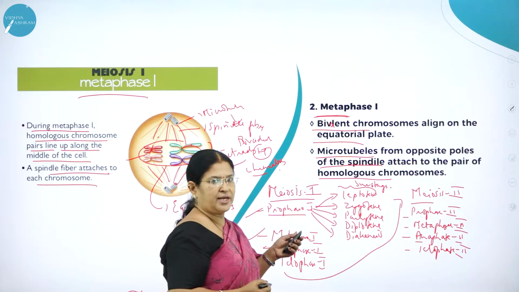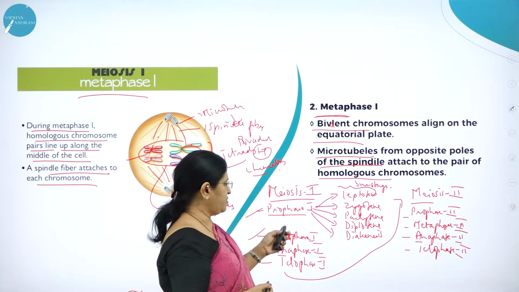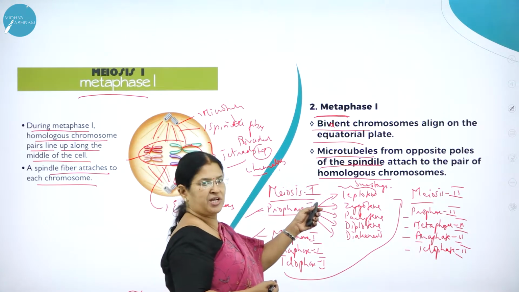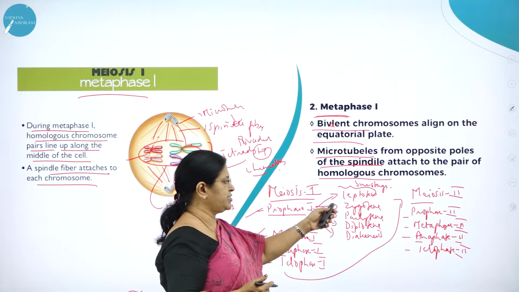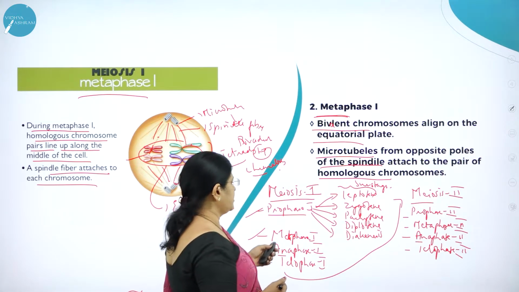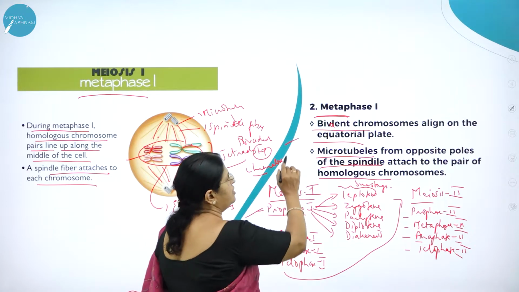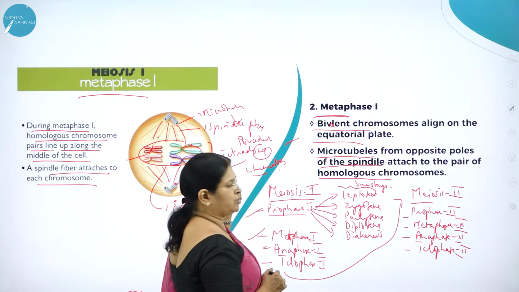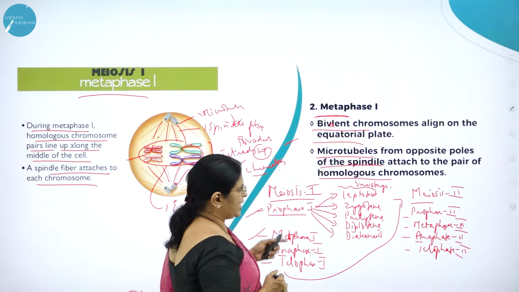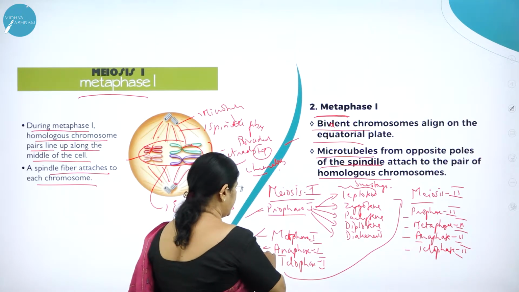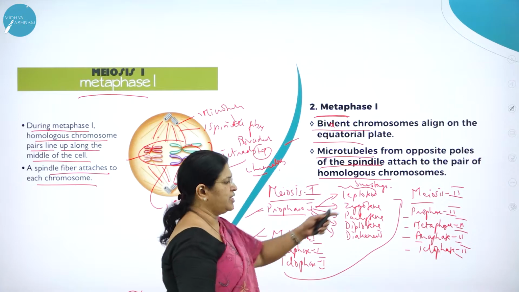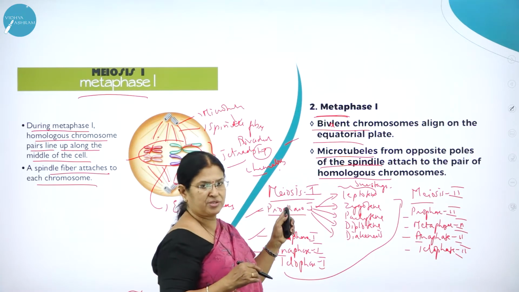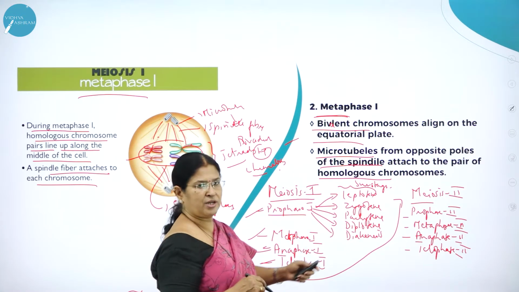So meiosis 1, as we already studied, is divided into prophase 1, metaphase 1, anaphase 1 and telophase 1. Prophase 1 of meiosis 1 is of longest duration, having 5 substages called leptotene, zygotene, pachytene, diplotene and diakinesis. Then in metaphase 1, bivalent chromosomes align on the equatorial plate, with microtubules from opposite poles of the spindle attached to the pair of homologous chromosomes. In the next slide, we'll move on to anaphase 1 and telophase 1, and then prophase 2, which is of shorter duration than prophase 1 of meiosis 1, followed by metaphase 2, anaphase 2 and telophase 2.